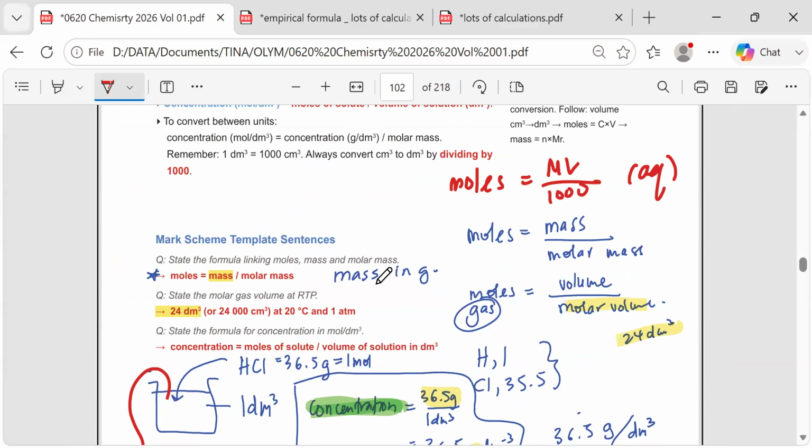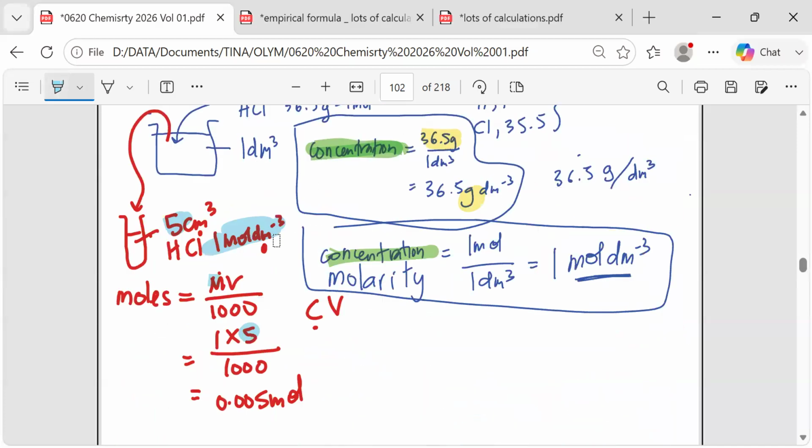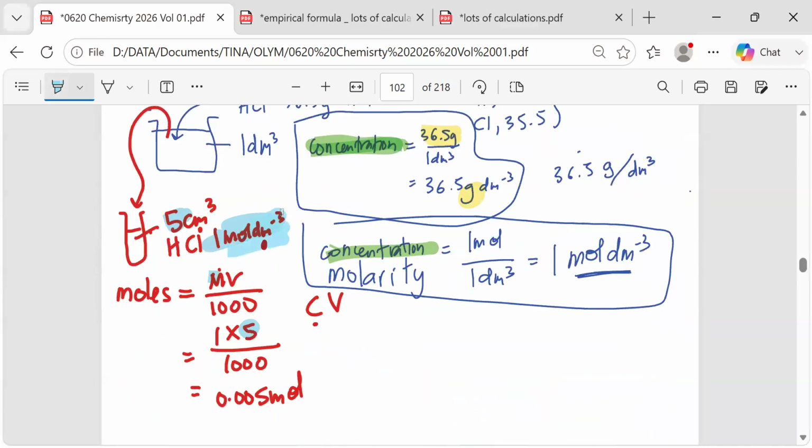Teacher, how do I know which one to use? They will put the unit here. You will see the unit, mole per decimeter cube, and when you see this unit, you know you need to use mv over 1000. Okay, let's try.